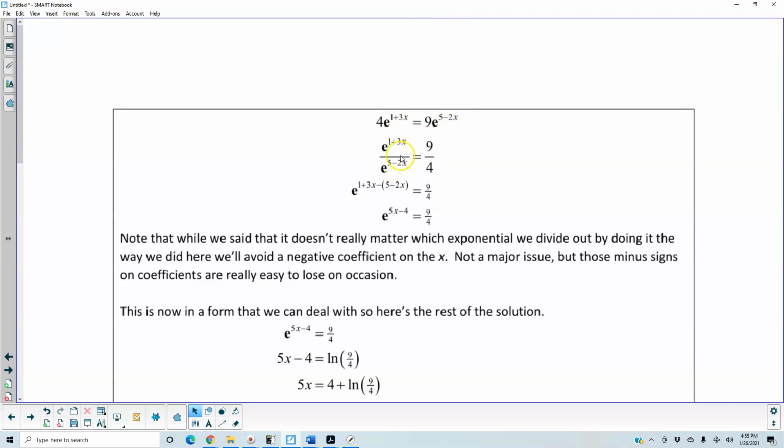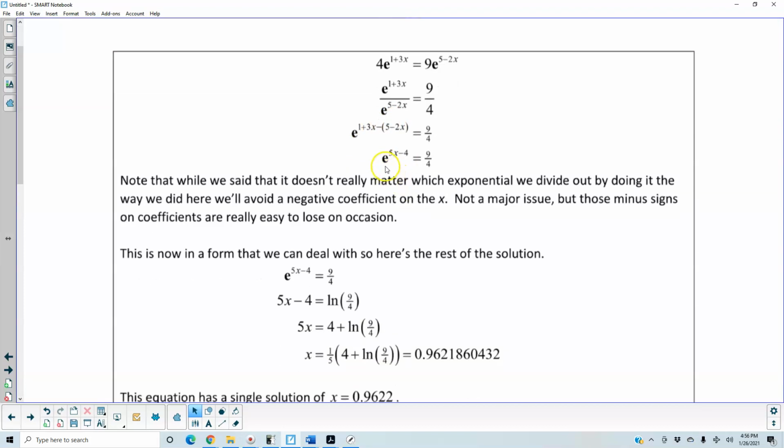What this does is allow us to use the exponent rules. On the right hand side we've got 9/4, we can leave that alone. If we have the same base and we're dividing them, that means we need to subtract the exponents. So it becomes 1 plus 3x minus 5 minus 2x. If we distribute the negative sign and combine like terms, we end up getting e to the 5x minus 4, which is equal to 9/4.